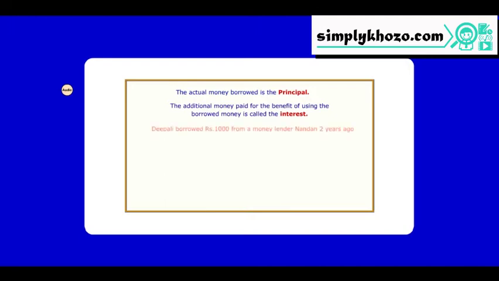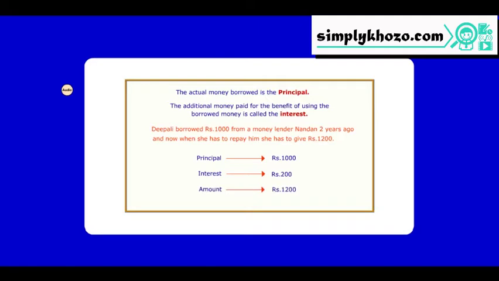Deepali borrowed ₹1,000 from a money lender, Nandan, 2 years ago, and now when she has to repay him, she has to give ₹1,200. Here the sum of money borrowed by her, that is ₹1,000, is the principal, and the additional amount of money, that is ₹200, which she has to pay for the benefit of using the borrowed money, is the interest. Deepali, at the end of the 2 years, has to pay ₹1,200. This is called the amount.